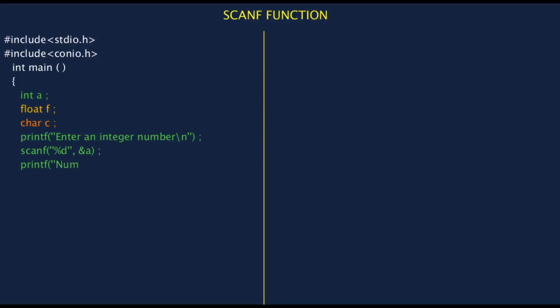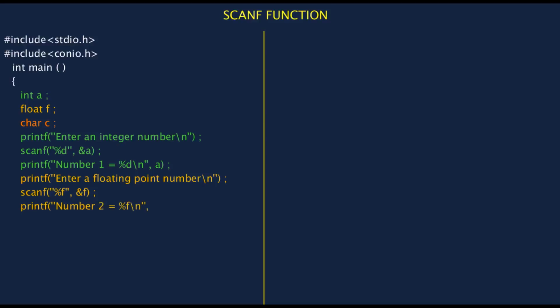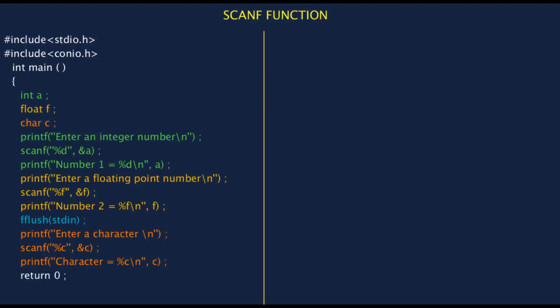and then we print the value of a using the printf function. Then we print the message enter a floating point number. Then we take the input from the user, that is a floating point number, using the scanf function. Then we print the value of f. Then we use fflush(stdin). Then we print the message enter a character, and we take the input from the user, that is a character value, using the scanf function. Then we print the value of c. Now return 0, curly braces close.